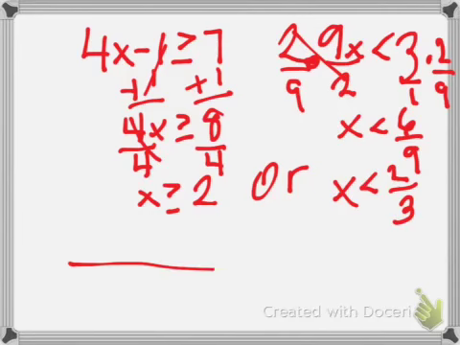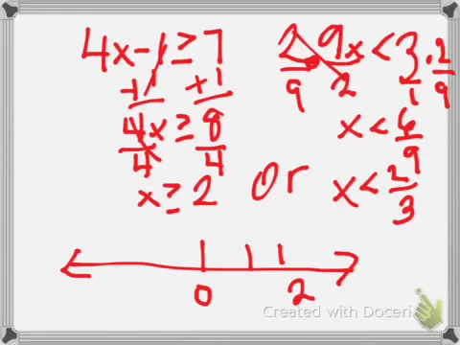To graph this, here's 0. Let's say 2 is right here. And then 2/3 is almost to 1. Okay, so let's graph greater than or equal to 2. Well, here's 2, closed circle. The numbers greater than 2 are to the right, because the numbers get bigger the farther right you go. Okay, because if it's bigger than 2, well, that would be 3, 4, 5, 6, 7.